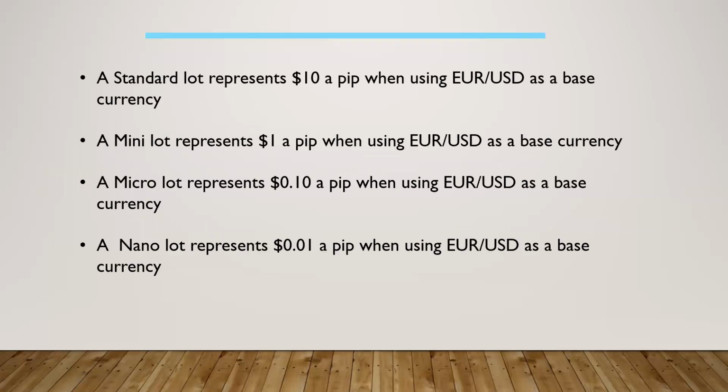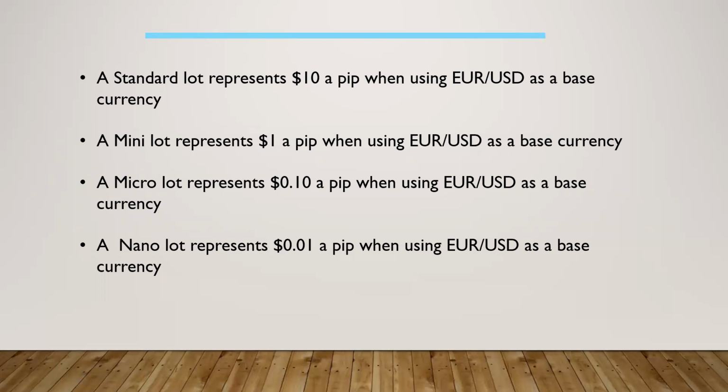So you need to understand that a standard lot represents $10 per pip when using EUR USD, with the Euro as the base currency. A mini lot represents $1 per pip when the Euro is the base currency. A micro lot represents 10 cents per pip when the Euro is the base currency, and a nano represents 1 cent per pip when the Euro is the base currency against USD.